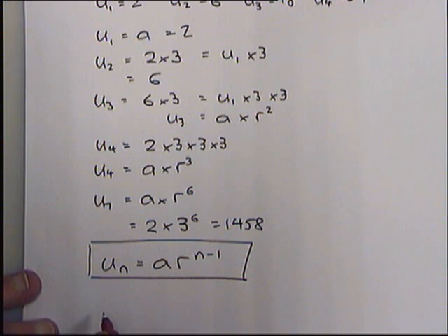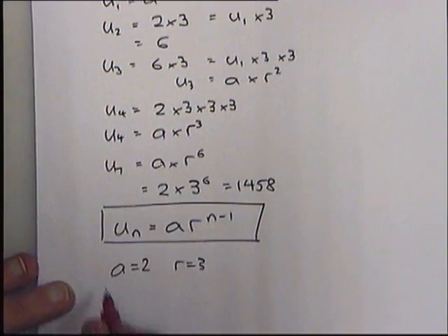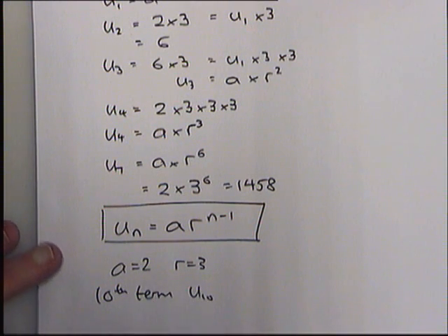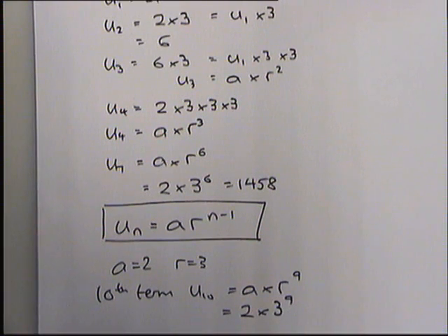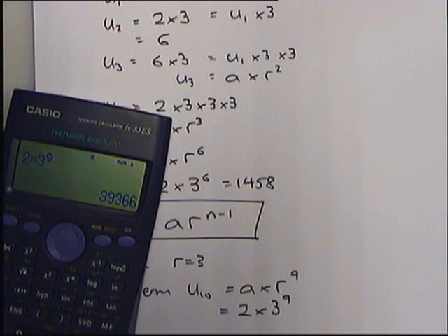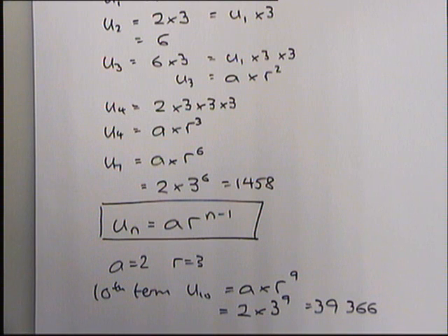So sticking with the sequence we've got at the moment, where A is 2 and R is 3, if I wanted to know what the 10th term was, the 10th term, which I'll denote as U10, would be A times by R to the 10 minus 1, which is 9. So that would be 2 times by 3 to the power of 9. And again, I could come to my calculator, 2 times by 3 to the power of 9, and I will get my answer, and it would be 39,366. So you can find any term in a number pattern like this quite easily.